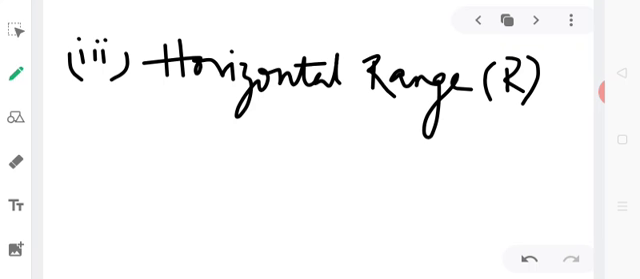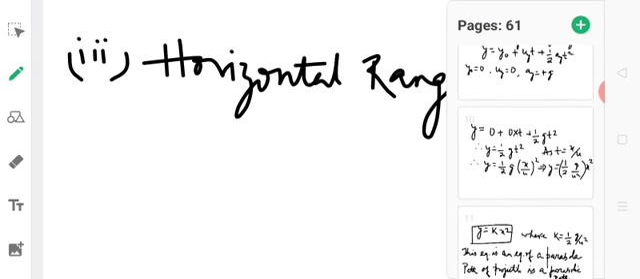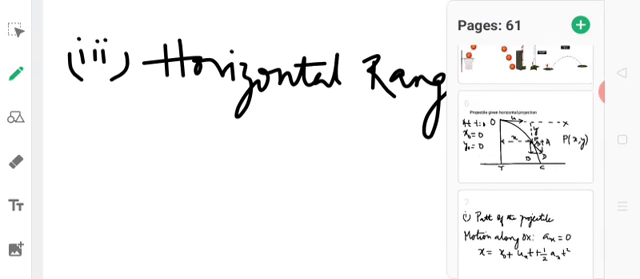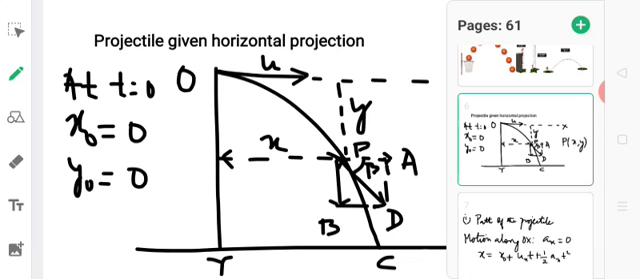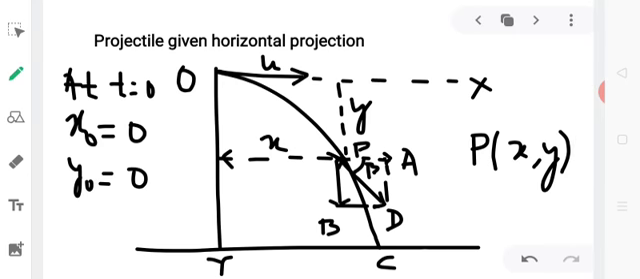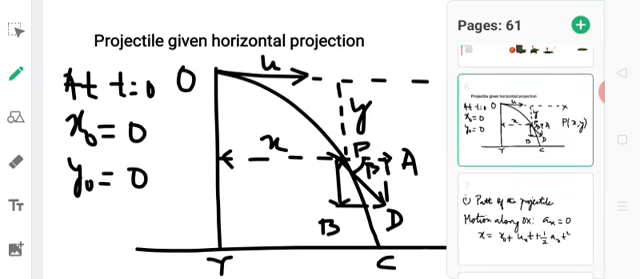Let us again go back to the slide having the diagram. So you can see we are considering the horizontal motion of the object from O to C, that is motion of the object along OX direction. Let us come back.